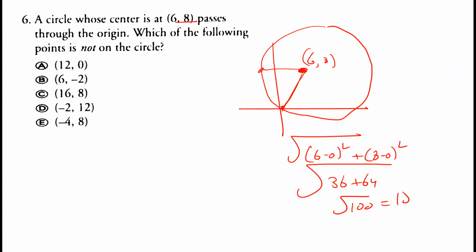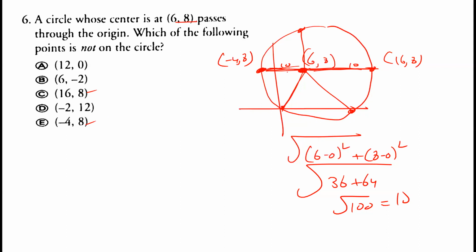Now, for each point on the circle, the distance from the center would be 10. So this is your 10. So this would be 6 minus 10, what would it be? Minus 4, 8. What will be this point? So horizontally, we are adding 10. So this would be 16 and 8. So (16, 8) and (minus 4, 8).